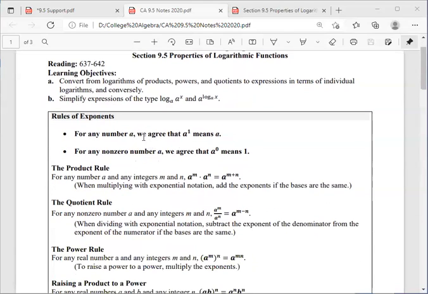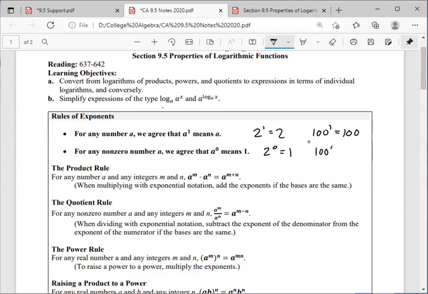For any number a, we agree that a to the 1 means a. You know that. That's not anything new. We know that if we're raising anything to the first power, we're going to get that back. If we had 100 and we're raising it to the first power, it's 100. Anything that we raise to the 0 power is 1. So if we have 2 to the 0, it's 1. If we have 100 to the 0, it's 1. We talked about why that was in some of the first lessons in chapter 9.